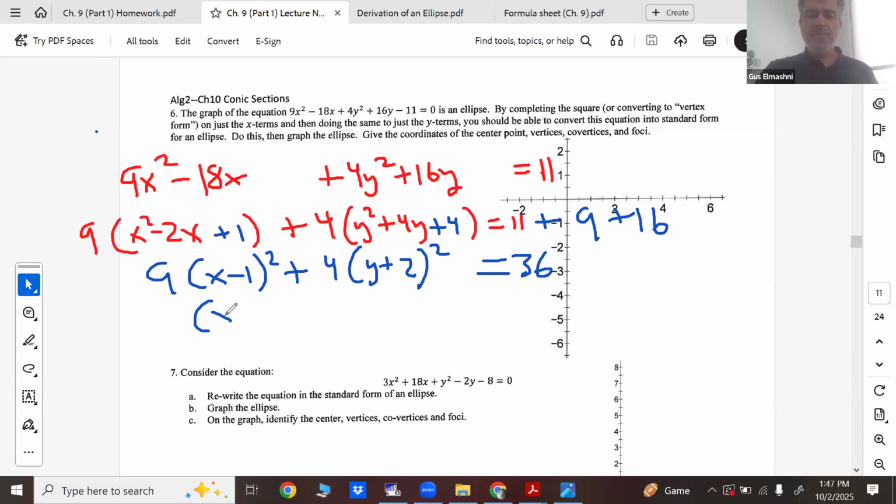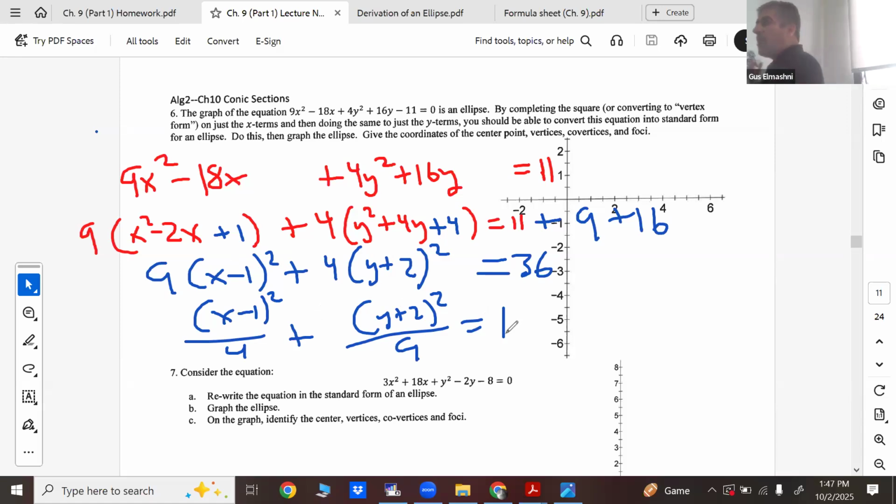And then divide by 36. So what I've just done is a process that you learned last year in Algebra Trig Honors, where I can now extract all the useful information about this ellipse. I know my center. I know how far to go left and right, and how far to go up and down. I'll be able to determine the foci after that as well.